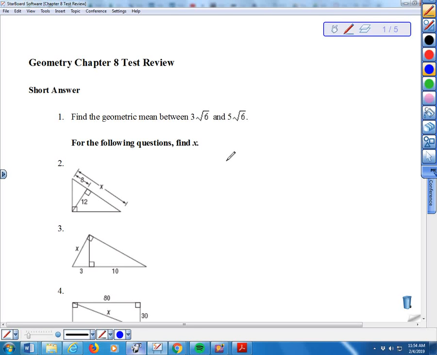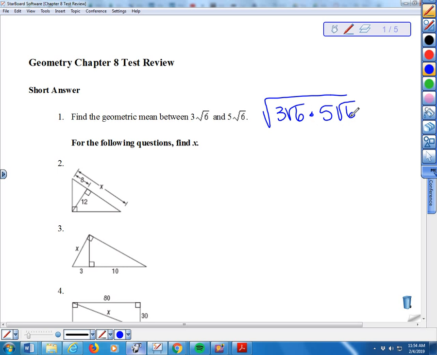So, first question, geometric mean. How do you find geometric mean? Times the 2 and what? It's the square root of the product of the 2. You don't just multiply the 2 together. You take the square root of the product. Right? So we're going to take the square root of 3 squared to 6 times 5 squared to 6.